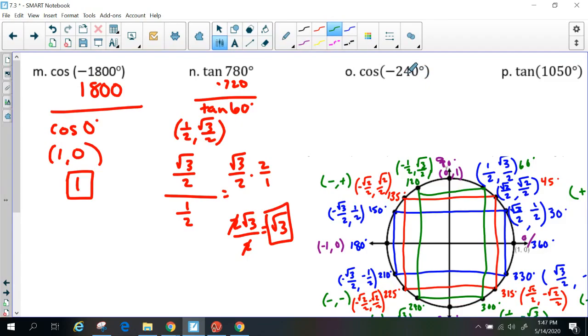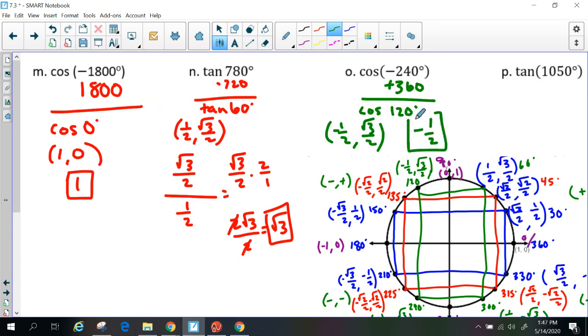And then we've got the cosine of negative 240. Adding 360 to that gives us the cosine of 120. Rotating 120 degrees lands us at the point negative 1/2, root 3 over 2. Cosine is our x value, so we have negative 1/2.